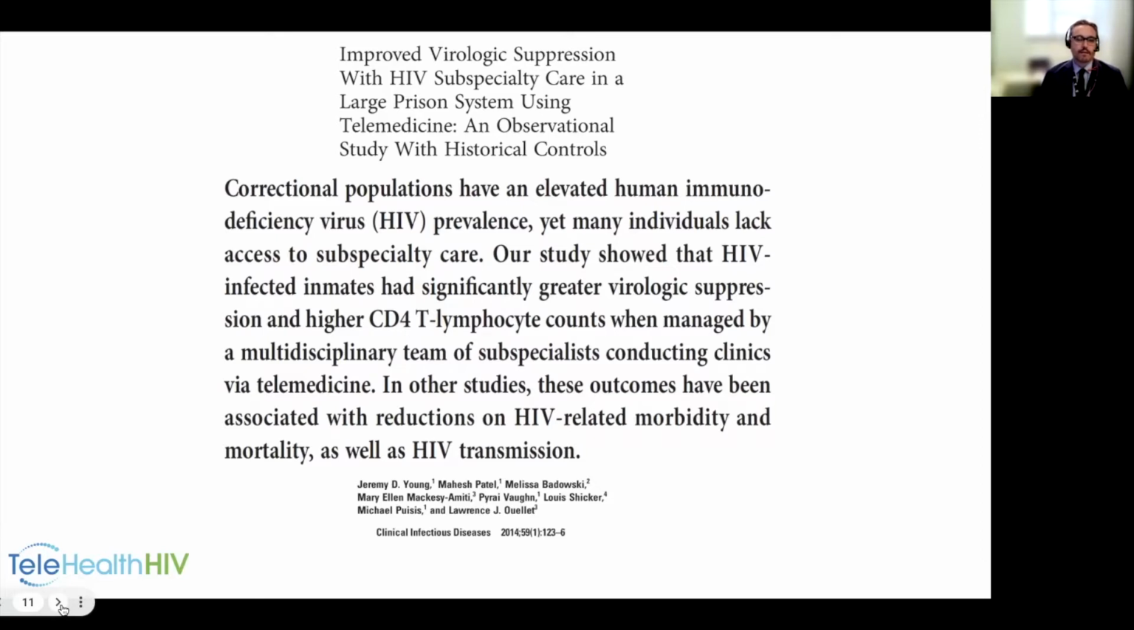And this is a study we published back in 2014 with our prison telemedicine program. So pre-telemedicine, they had on-site generalists managing the prisoners with HIV. And then we looked at a couple years of that, and then a couple years post when we took over as subspecialists managing HIV in the prison population. And then go ahead to the next slide.